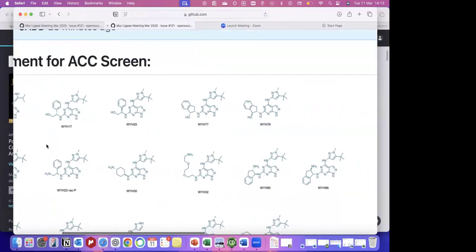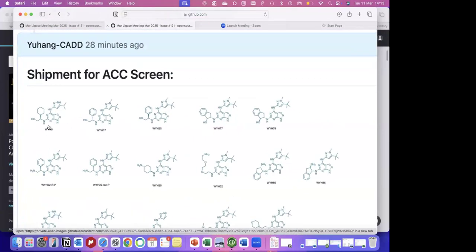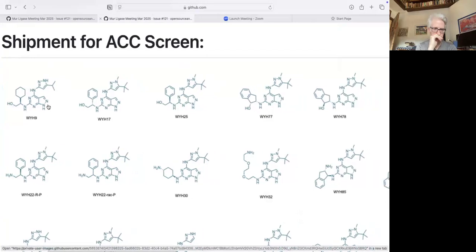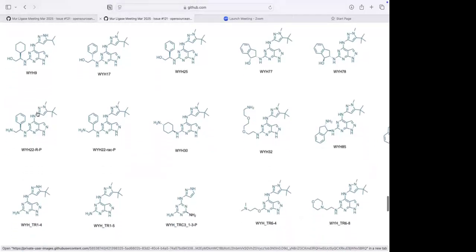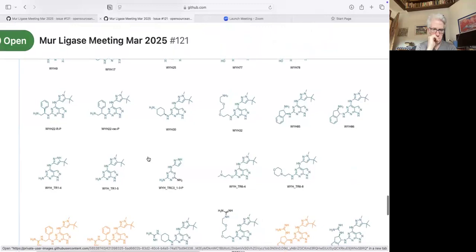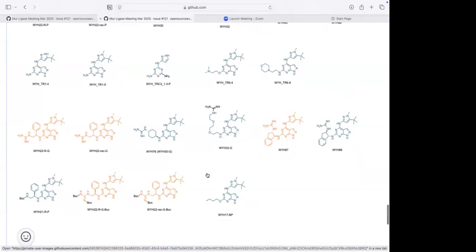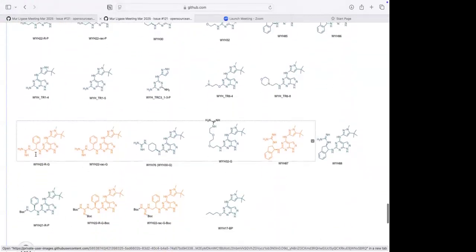Yeah, so this is the grid. All the compounds we were just talking about. The first line is the alcohols, and the second and third lines are the amines we synthesized. And the fourth line is the guanidiniums.